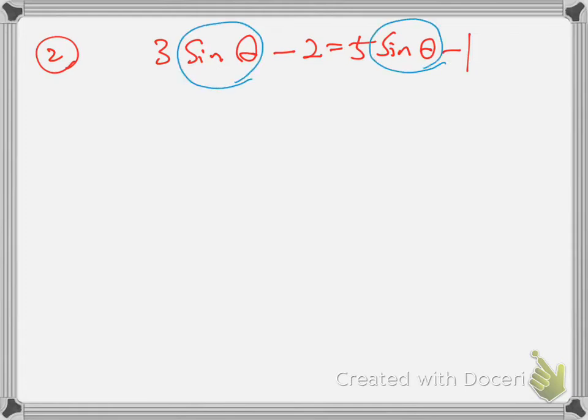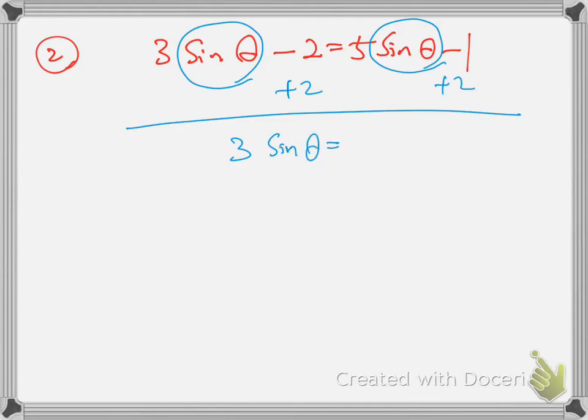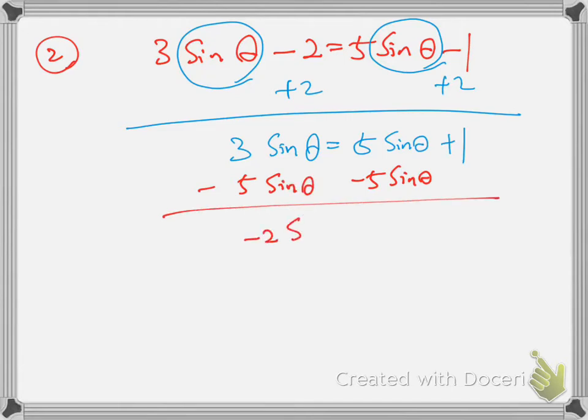Example 2: 3 sine theta minus 2 is 5 sine theta minus 1. First step, we solve for sine theta, looking at this thing as a new letter. We move numbers and change signs: plus 2 on both sides, so we get 3 sine theta is 5 sine theta plus 1. Then subtract 5 sine theta on both sides, canceling the 5 sine theta on the right-hand side. We get -2 sine theta is 1. Then divide by -2, so sine theta is -1/2. So we solve for sine theta.